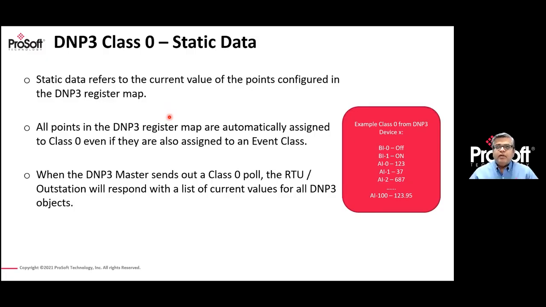With class 0 data, what it means is that when you do a poll, or when it is sending that information from the remote site to the master, it only sends real-time information. So the current value of all of the different objects, the tags that it's monitoring, that information is sent, so you can have a real-time view of what's happening on site.